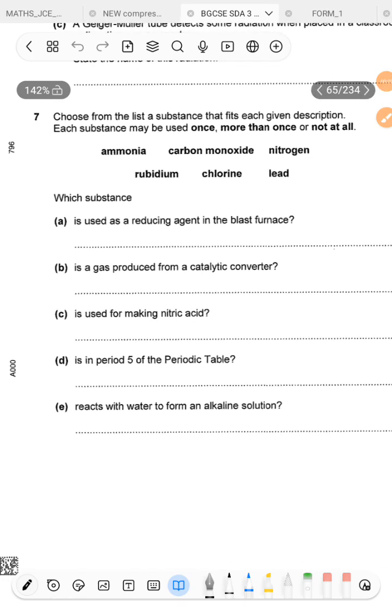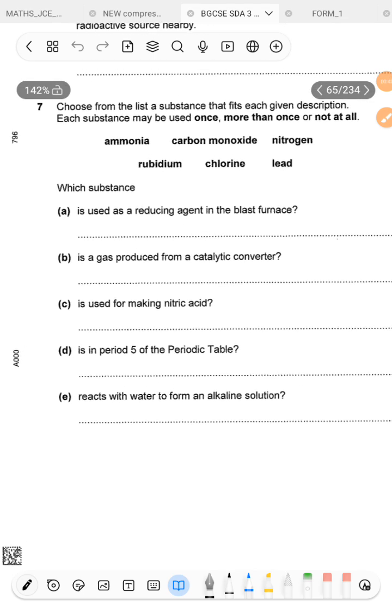So this SDA or combined science, this is like the core part of your triple science chemistry. So you can use this for revision even if you are doing triple sciences, okay, because this is the core part of it without the extended part. So you can use this material for revision.